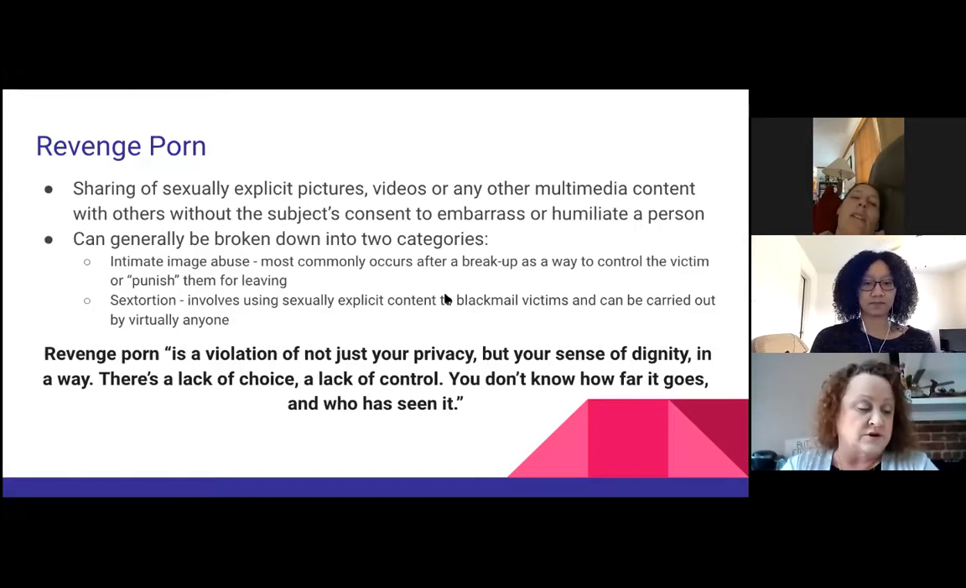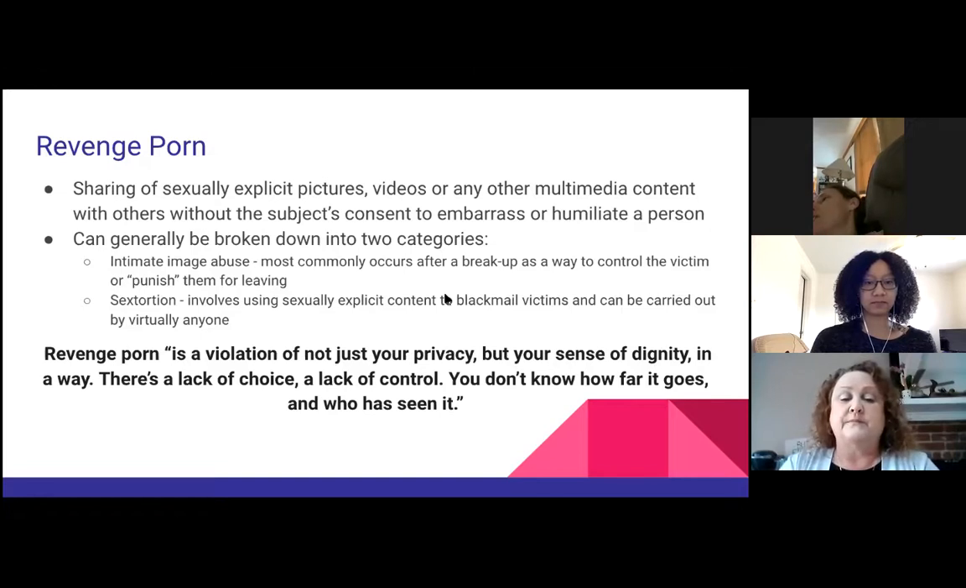And then sextortion, which really is like blackmail. It is used to threaten a victim or person into doing something that they don't want to do. And it can be carried out by virtually anyone. Someone can take that same image off the internet that doesn't know you and use it against you. So it is exponential once it gets out on the internet. It's not just limited to between you and this one other person.